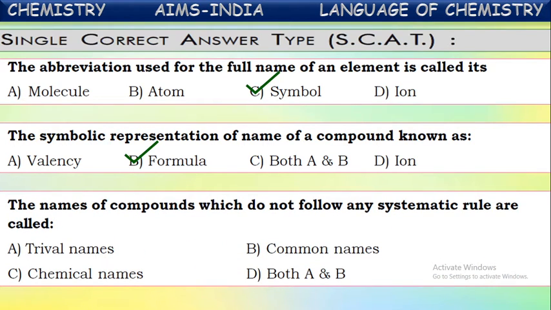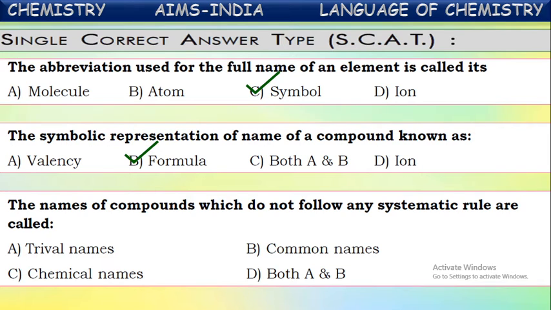The names of compounds which do not follow any systematic rules are called. Yes, while discussing the naming of chemical compounds, we said at the last that there are certain compounds having certain names which do not follow any systematic rules. They are given commonly based upon their sources, their uses and their properties. For certain compounds, some names are given in general. So actually, they do not have any peculiar rules in giving that name. But because of the familiarity, these are continued even now.